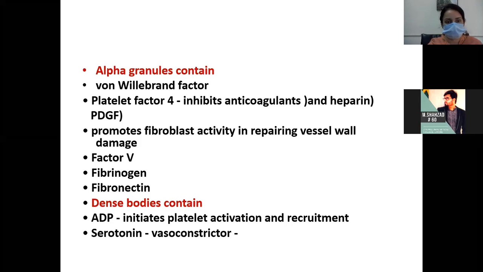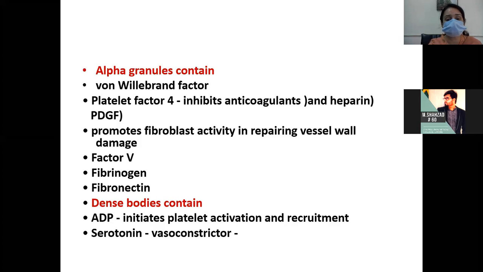Next, see what the alpha granules contain. In alpha granules, basically there is von Willebrand factor and platelet factor 4. What is its work? It inhibits the anticoagulants and heparin. There is also PDGF, which promotes fibroblast activity in repairing vessel wall damage, and it also contains factor 5, fibrinogen and fibronectin.